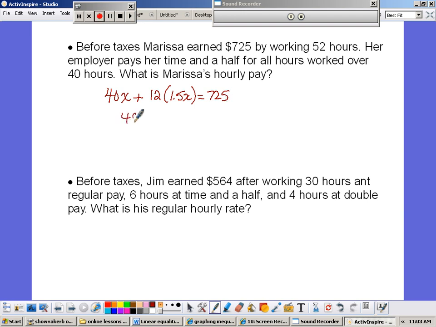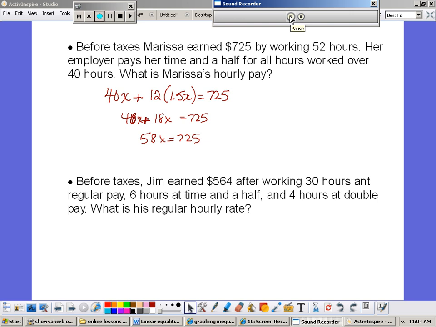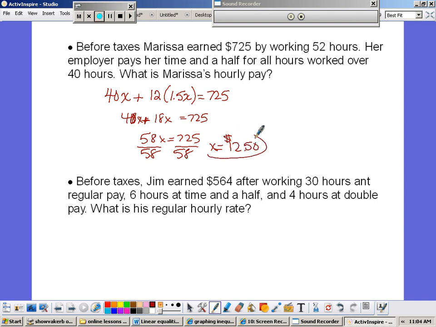So 40x plus 18x is equal to 725. 58x is equal to 725. Divide by 58. X is $12.50. So Marissa makes $12.50 normally.